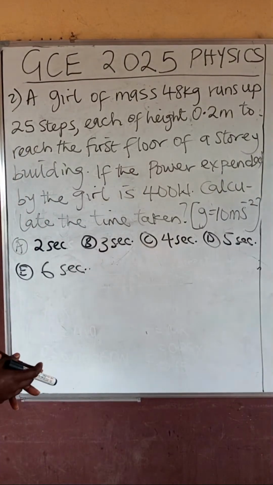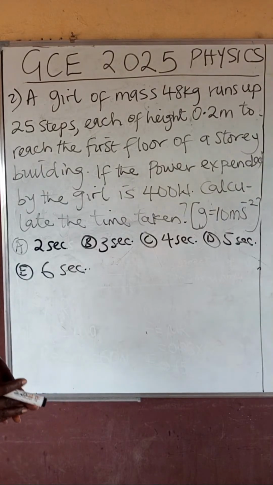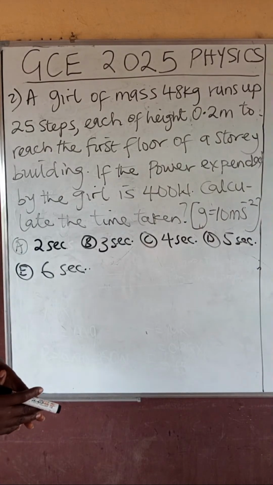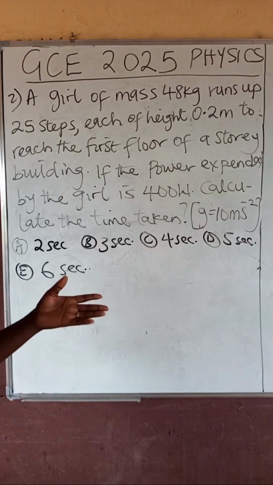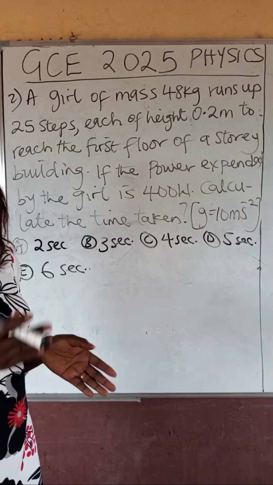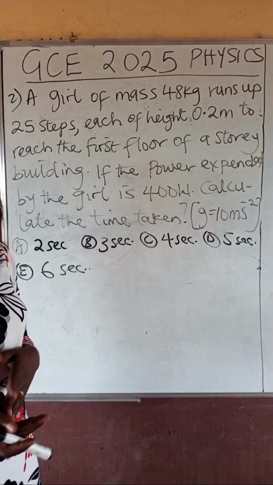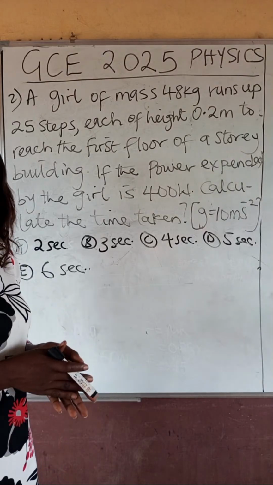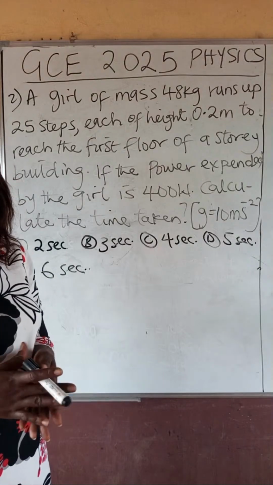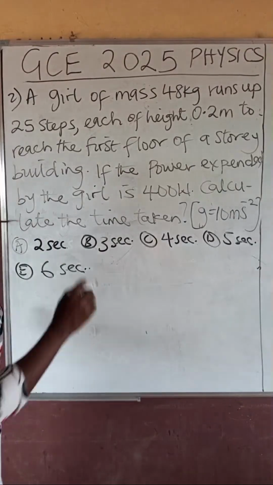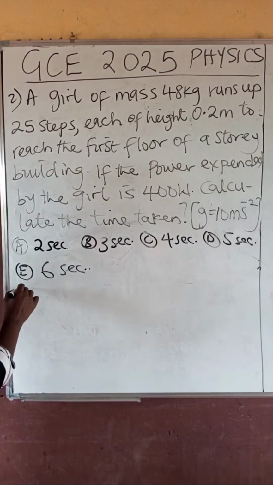6 seconds. Now, the first thing that will come to our mind is power. What is power? Power is the time rate of doing work. Then what is work? Work is said to be done whenever a force moves its point of application a distance in the direction of the force. So we can say that work is equal to force times distance. But power is equal to work done over what? Time.